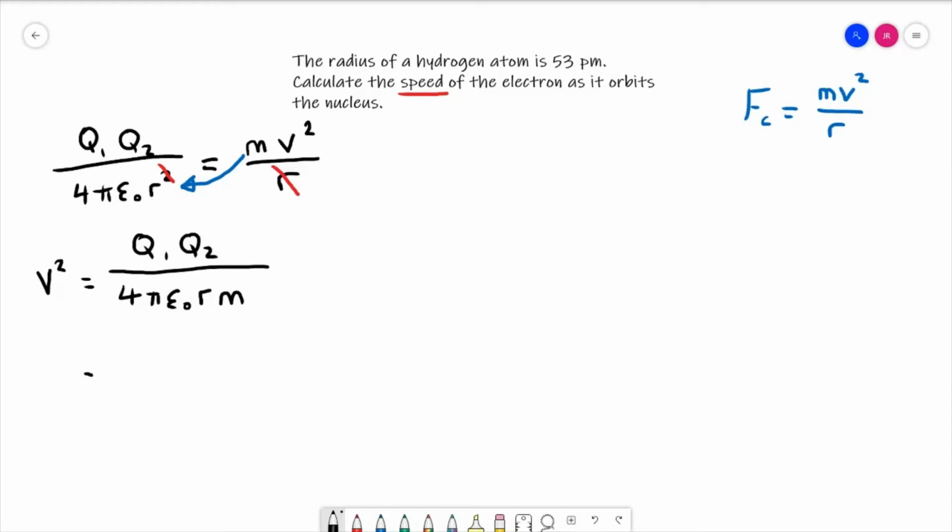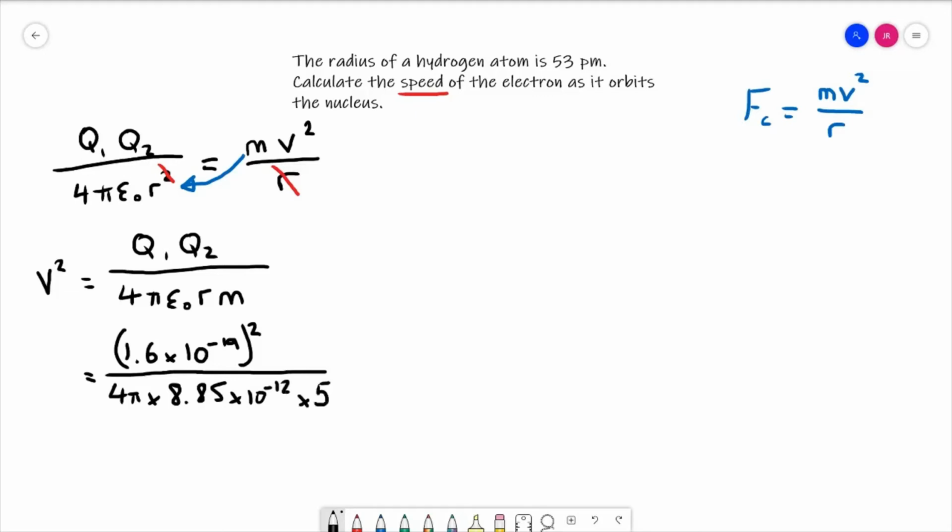We can now plug some numbers in. Remember, the charges of our electron and proton are both 1.6 times 10 to the minus 19. So we square it and we divide it by 4 pi multiplied by 8.85 times 10 to the minus 12, that's epsilon naught, multiplied by our radius. Well, the question tells us that's 53 picometers, so 53 times 10 to the minus 12 meters. And we also need to multiply by the mass of the electron, 9.11 times 10 to the minus 31 kilograms.